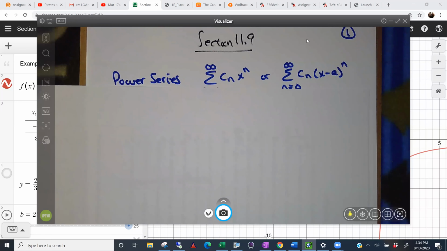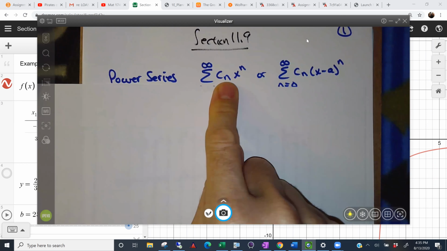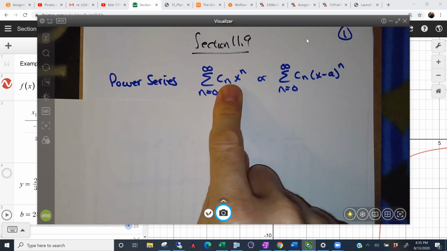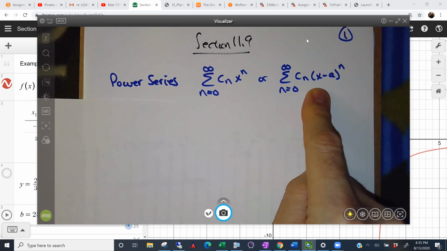So welcome to section 11.9, being broadcast live from my basement bunker. We're going to go over representing functions as power series. You might remember power series from the last section. They look like this. This one, of course, is centered at 0. This one is centered at some point a. But both of them are power series.